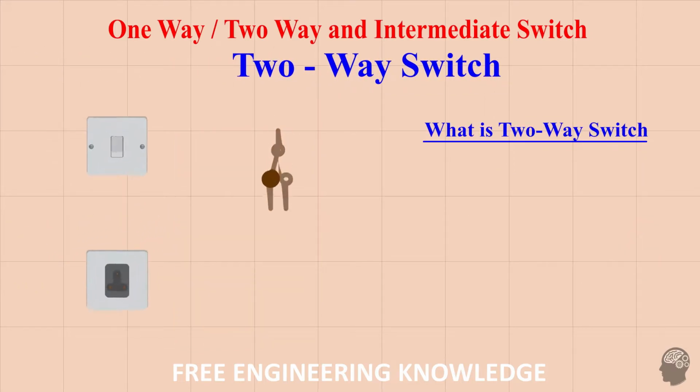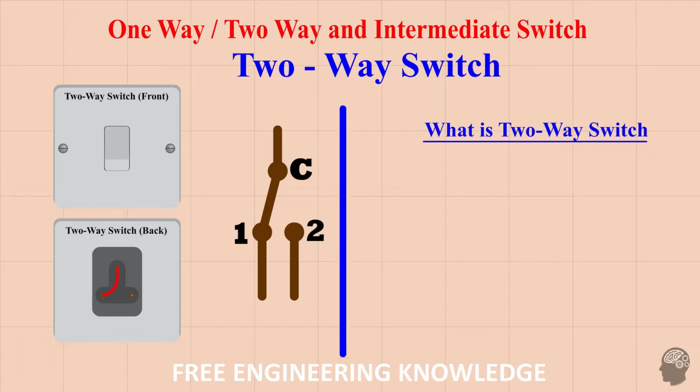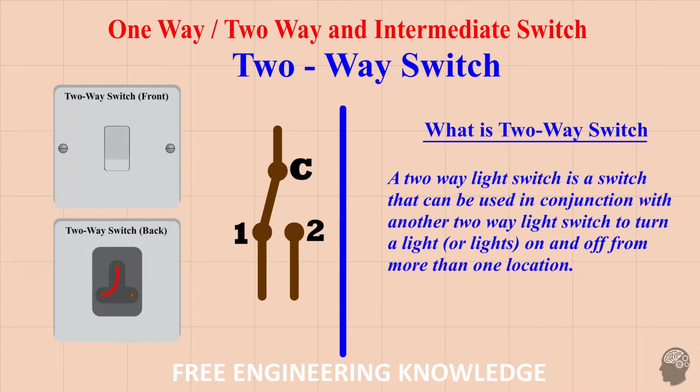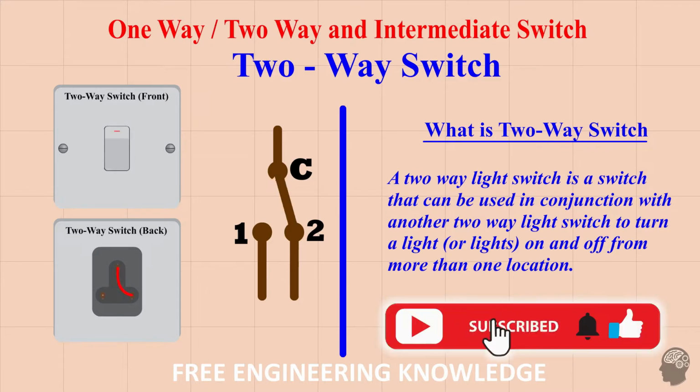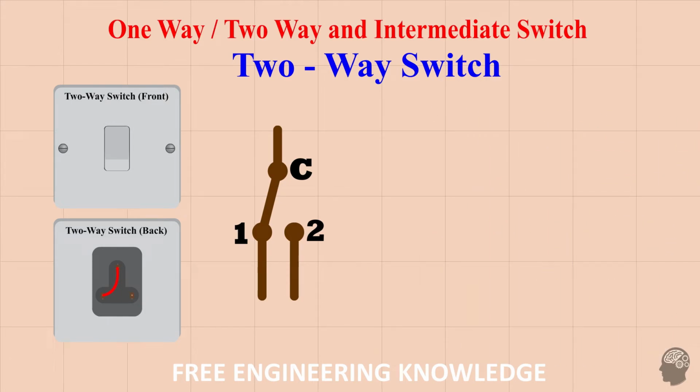Two-way switch. What is the two-way switch? A two-way light switch is a switch that can be used in conjunction with another two-way light switch to turn a light on and off from more than one location. The one-way switch had only two terminals. But two-way switches have three terminals. Let's see how it works.